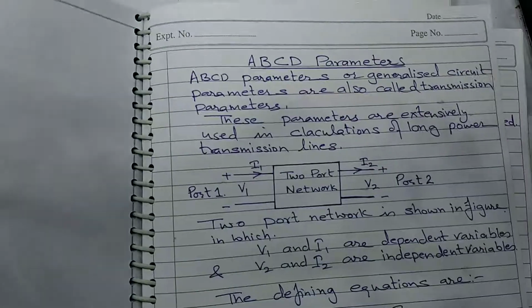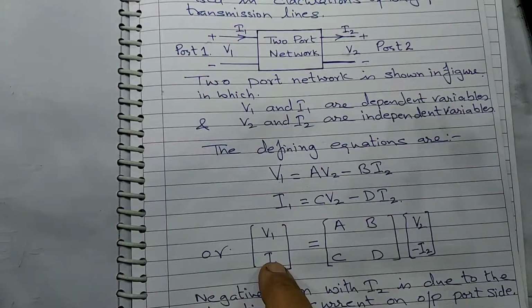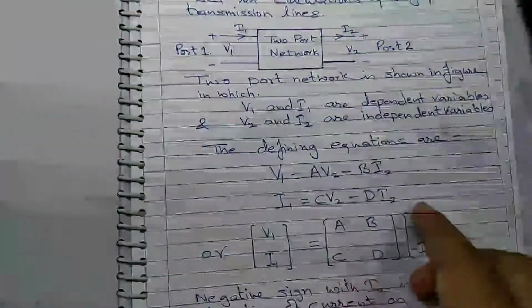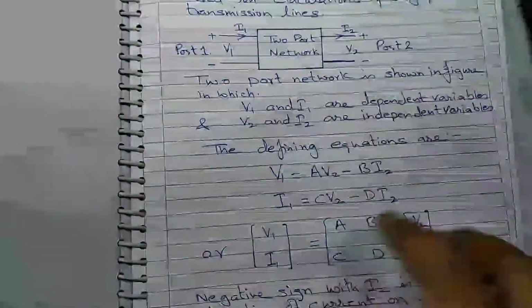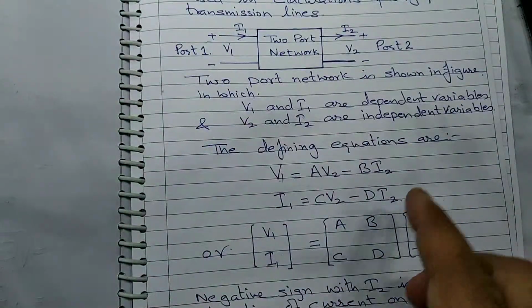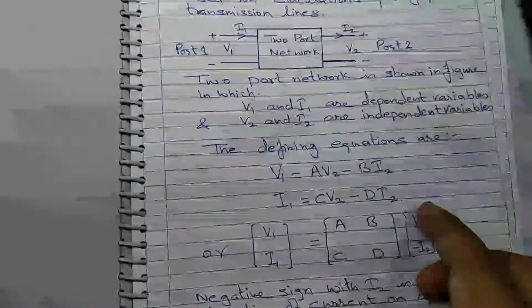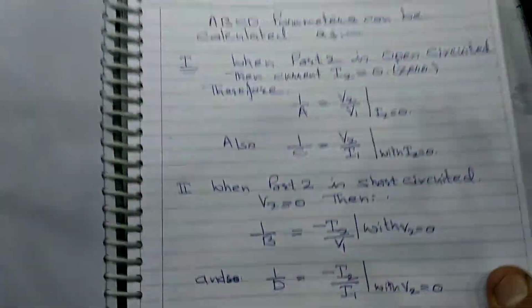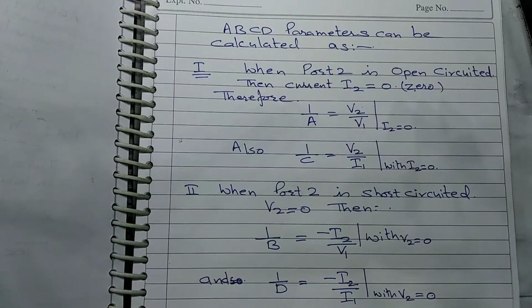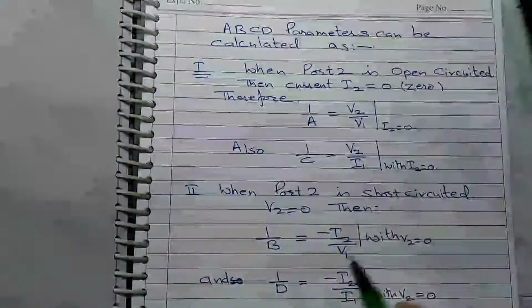Similarly, for I1, this is [C D] into V2. So multiplying these two matrices, the second row of this matrix, I1 is equal to C V2 minus D I2. So we get 1 upon C is equal to V2 upon I1 with I2 equal to 0.